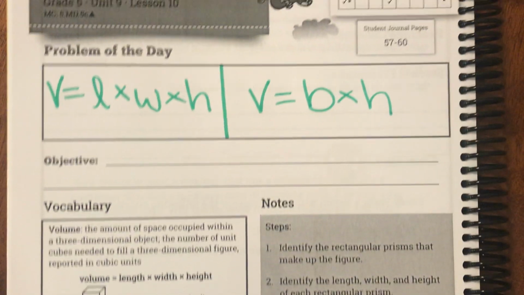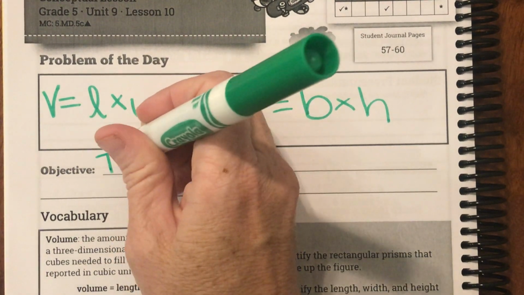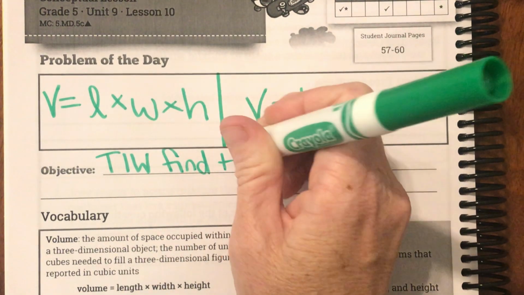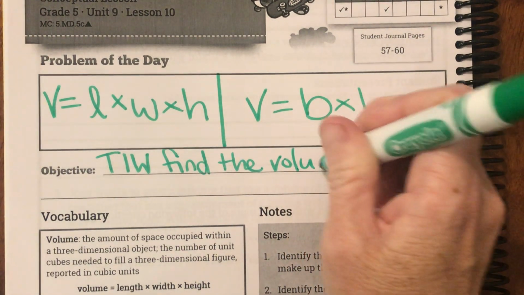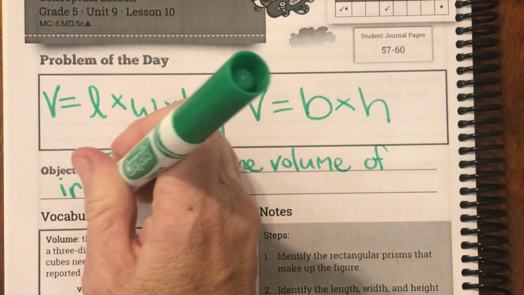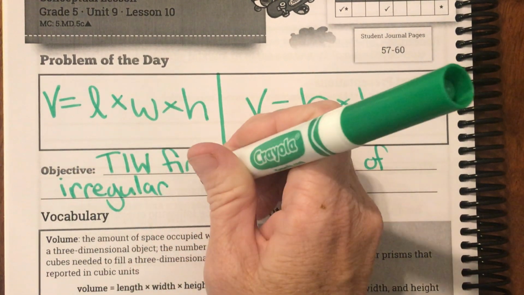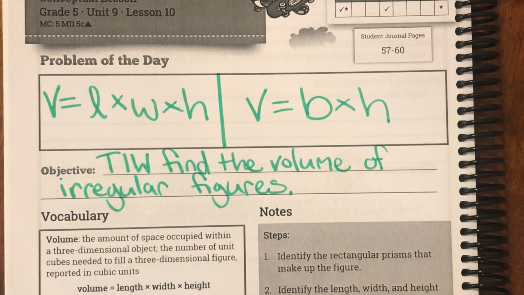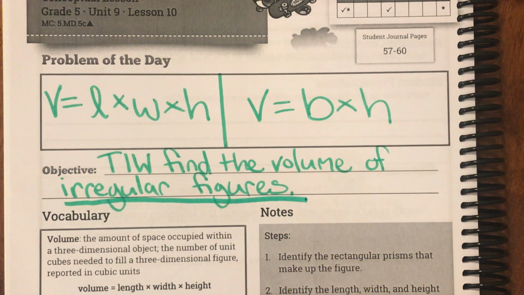Okay, so our objective is: today I will find the volume of irregular figures. What we've done up to this point is find the volume of rectangular prisms, or perfectly shaped boxes, as we've been calling them. But now it's going to be irregular figures. So this is where things are going to be a little bit different.